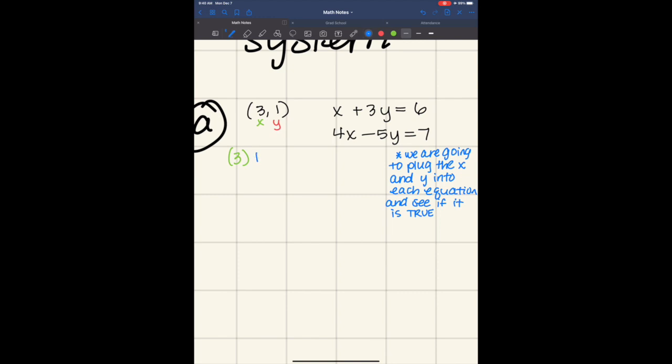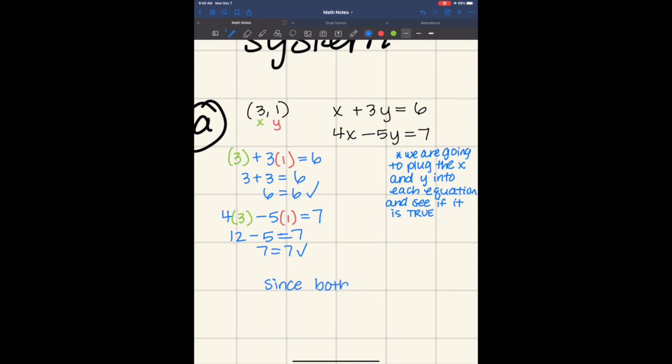So for the first one, we have 3 plus 3 times 1 equals 6, which ends up being 3 plus 3. And so we get 6 on both sides, which means we're good for the first equation. Then we check the second equation, and we get 4 times 3 minus 5 times 1 equals 7, which is 12 minus 5, and so we get 7 on both sides. Since it's true for both equations, then we know that that is the solution.